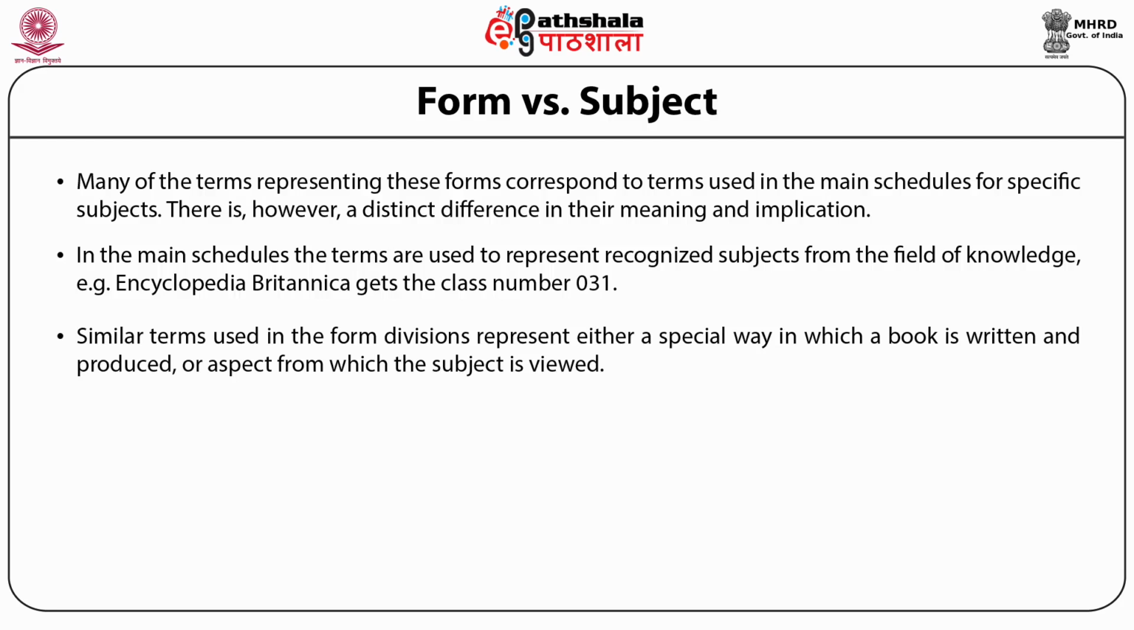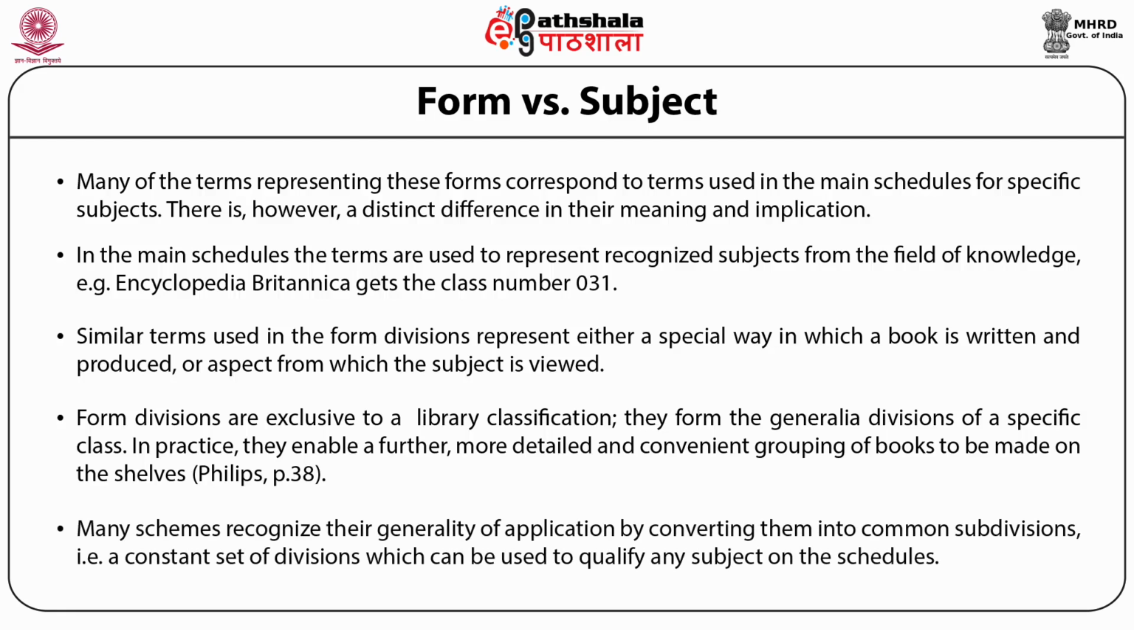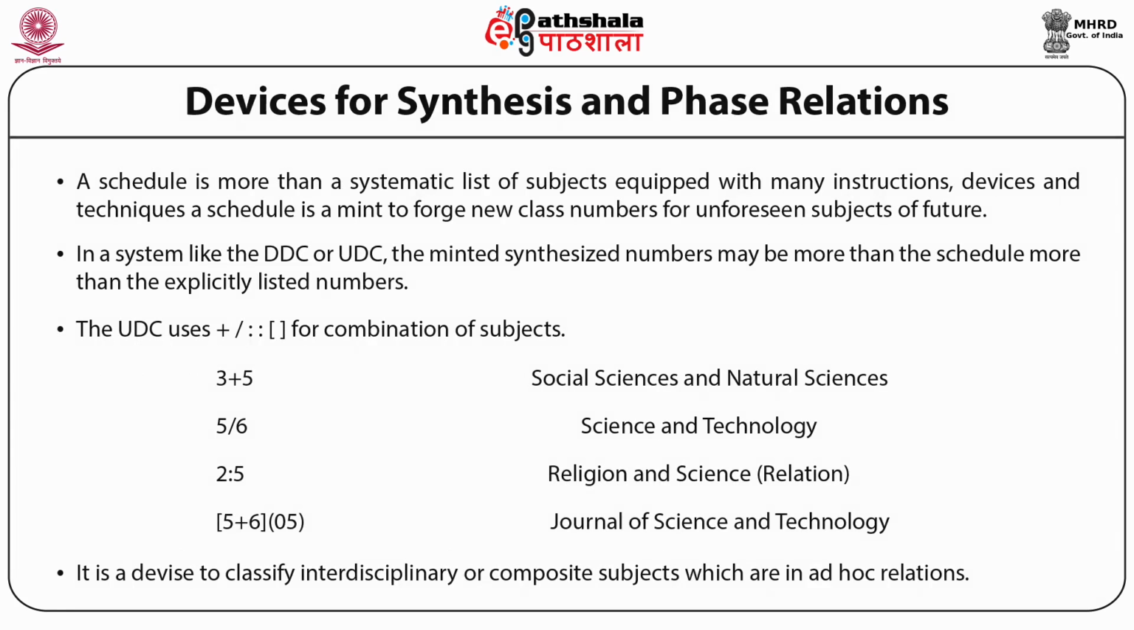Similar terms used in the form divisions represent either a special way in which a book is written and produced or aspects from which the subject is viewed. Form divisions are exclusive to a library classification. They form these Generalia divisions of a specific class. In practice, they produce further and more detailed and convenient grouping of books to be made on the shelves, as said by Phillips. Lastly, many schemes recognize their generality of application by converting them into common subdivisions, that is, a constant set of divisions which can be used to qualify any subject on the schedules.